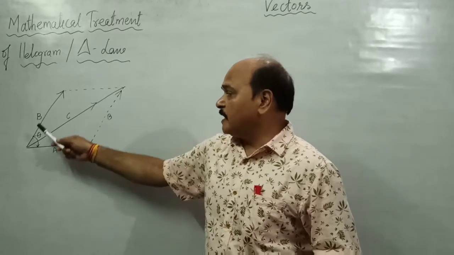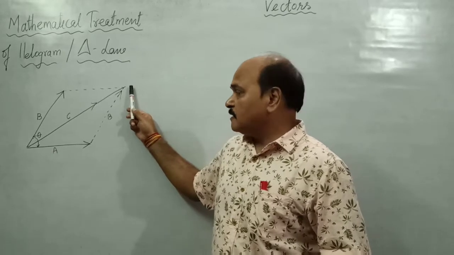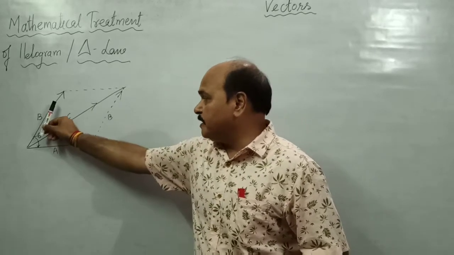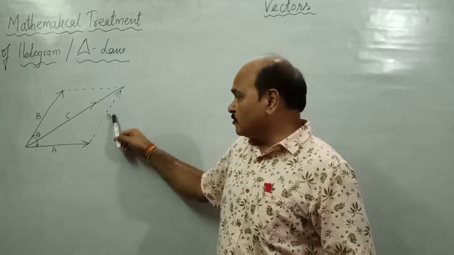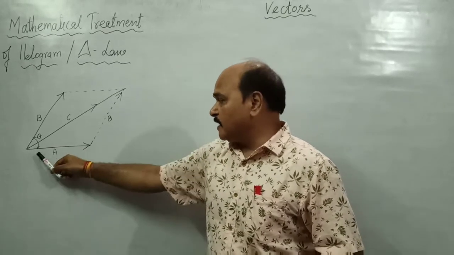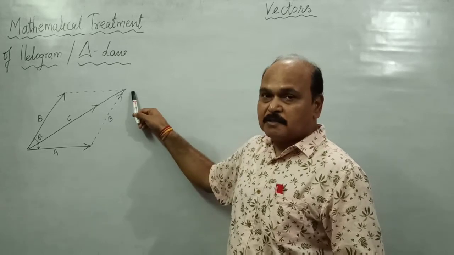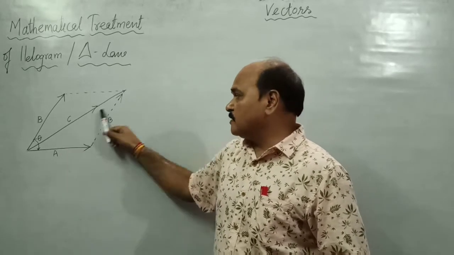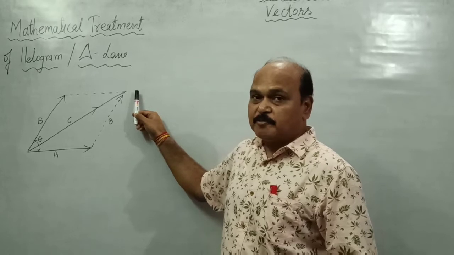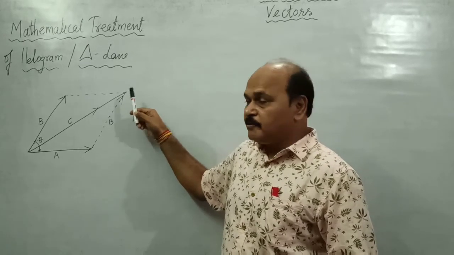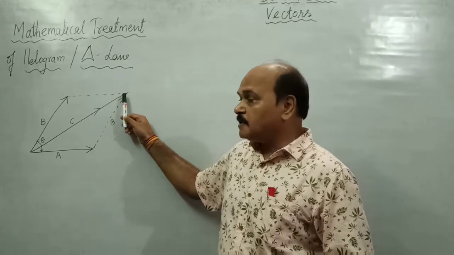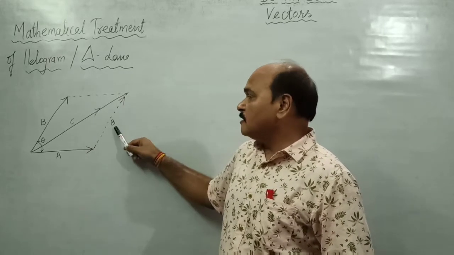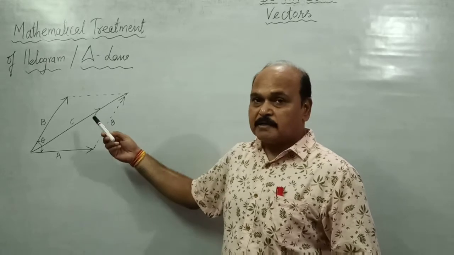This is A, B and this is the diagonal, the resultant. And if we shift this B parallel to itself and bring it here, this also becomes B vector. So this is A vector, this is B vector in the same order, and this is the closing side of the triangle in opposite order. So whether we use the parallelogram law or the triangle law, we get the same value of resultant.